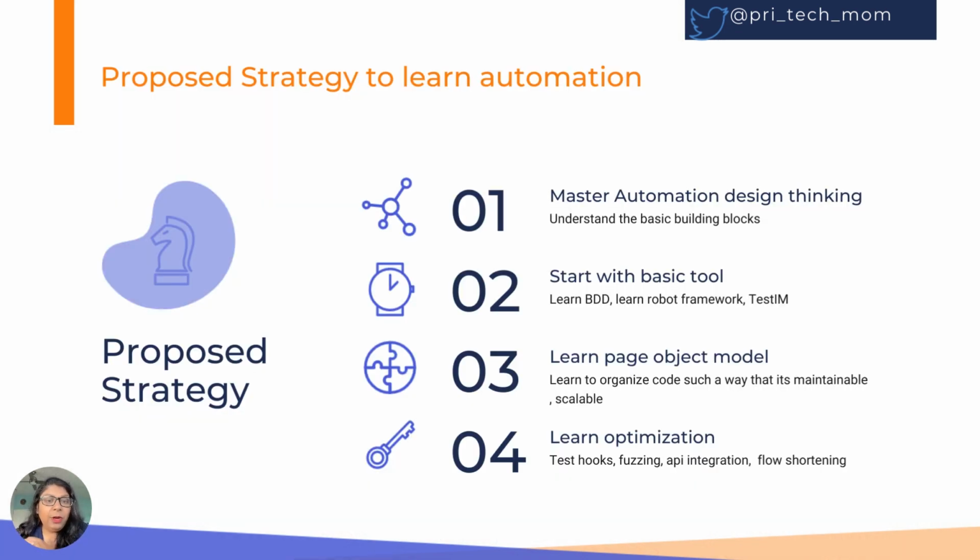Next one, so for you, the strategy will be: master the automation design thinking, understand the basic building blocks, start with basic tools like BDD and Robot Framework, learn page object model, and then learn optimization, test hooks, fuzzing, API integration, and shortening of flows, right?